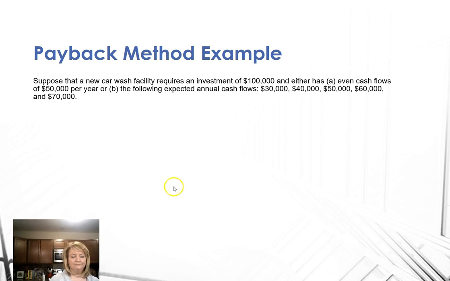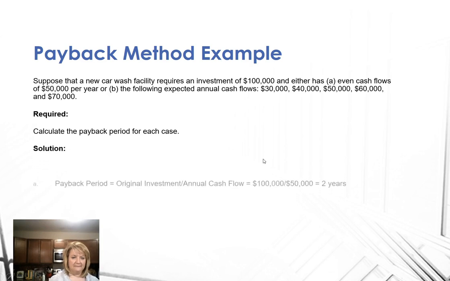Here's an example. Suppose that a new car wash facility requires an investment of $100,000 and either has A, even cash flows of $50,000 per year, or B, the following expected cash flows: $30,000, $40,000, $50,000, $60,000, and $70,000. So it asks you to calculate the payback period for each case.